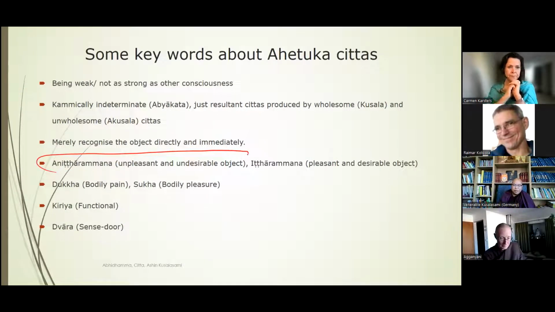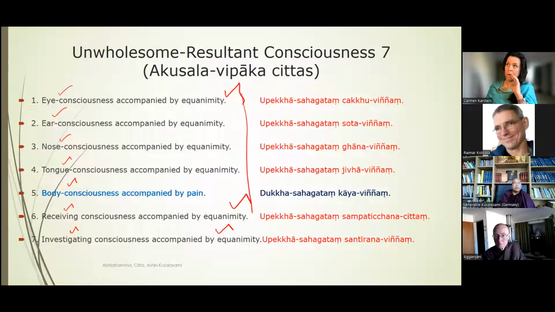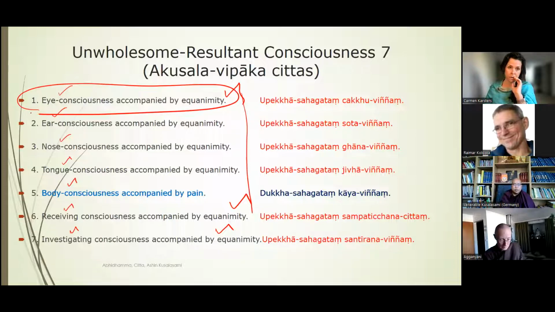Anittharamana, unpleasant and undesirable object. So, for example, if you see unpleasant things, you know, fighting, killing, conflicts, this is an unpleasant object. And if you see something unpleasant and undesirable, this is not because of someone, but because of our karma, our unwholesome consciousness, unwholesome deeds in the past.